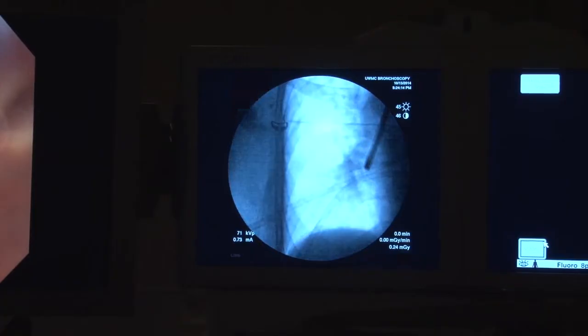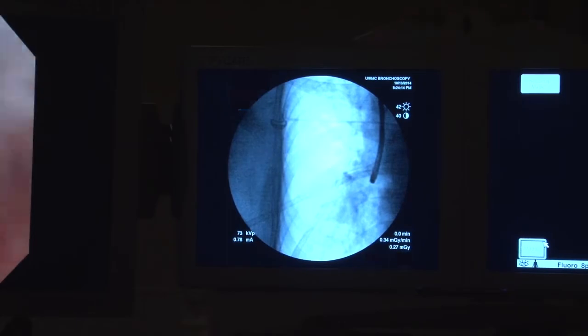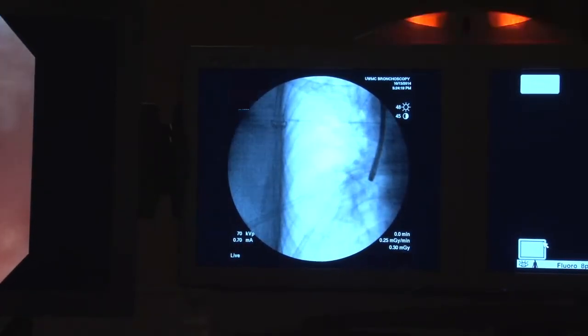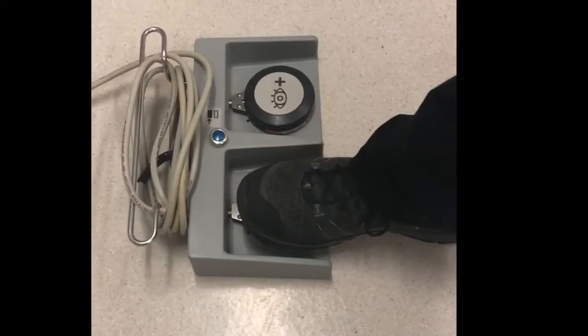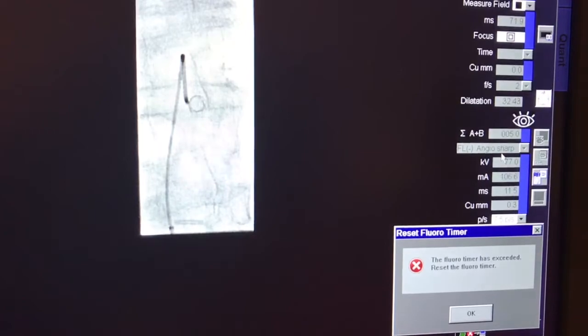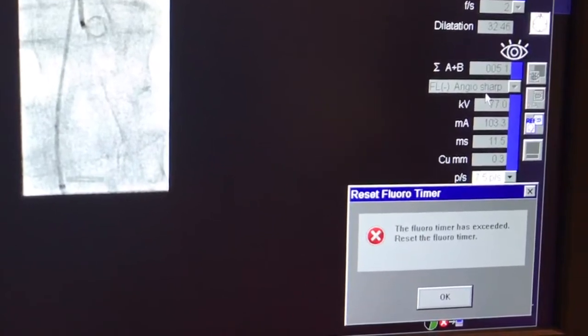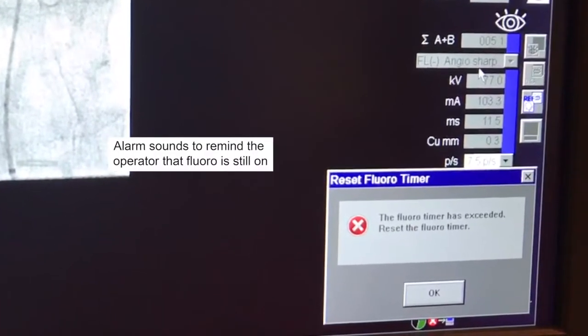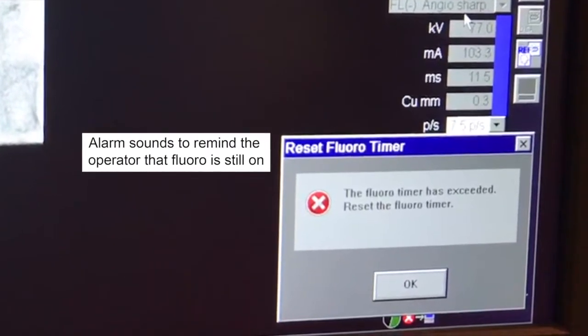However, the most important way to reduce radiation exposure is remembering to manage the beam on time. That means use the fluoro beam only when necessary and take your foot off the pedal as soon as you can. Fluoroscopes have an audible alarm that will sound after the total beam on time has exceeded a set threshold. You can continue using the fluoroscope after the alarm sounds. It just serves as a reminder to the operator.